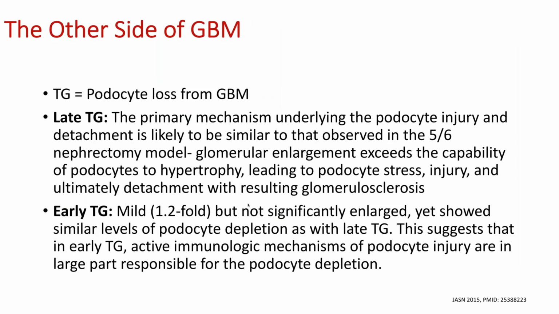Now, so far we have been talking about endothelial cells and transplant glomerulopathy. But what about the other side of the glomerular basement membrane? One study that was published a couple of years before from University of Michigan looked at the other side of the glomerular basement membrane, the podocyte. Their argument was that transplant glomerulopathy is primarily a podocyte problem. So there is a podocyte loss from the glomerular basement membrane, and mechanistically, there is a difference in podocyte loss between late TG and early TG.